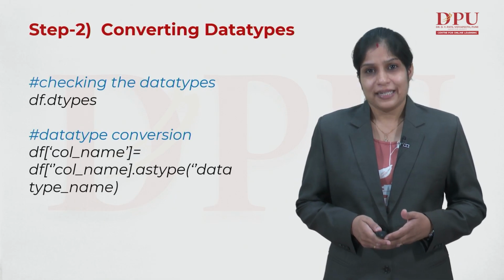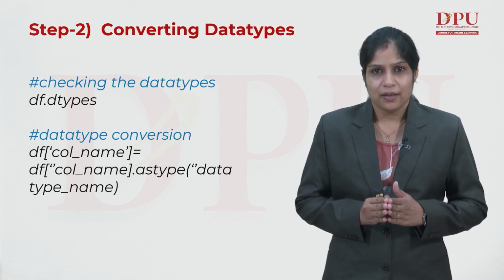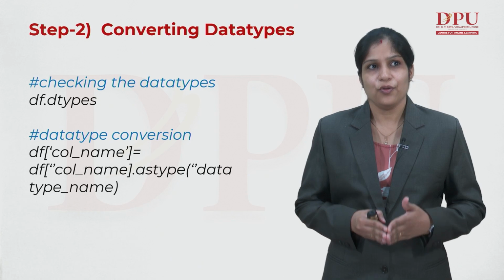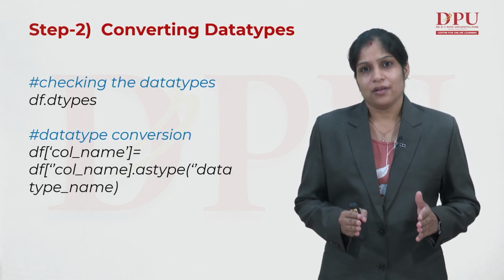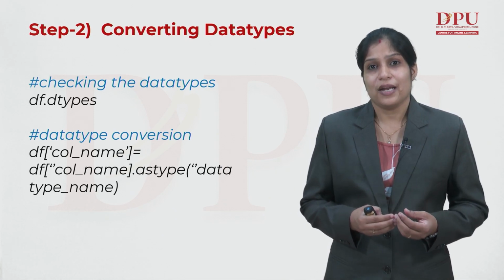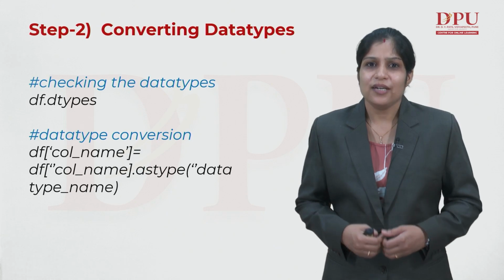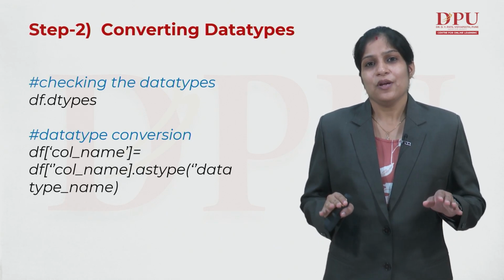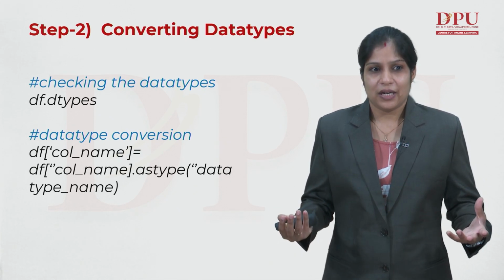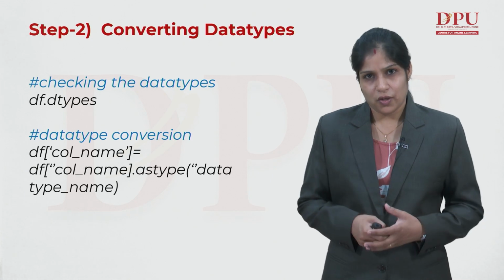Next is converting data type. Here, because we are going to build the model on the data set, we require that all the columns containing values should be of the same data type. For that we have to convert the data types so that there is a common data type among all the columns, so that we can build a model on it.